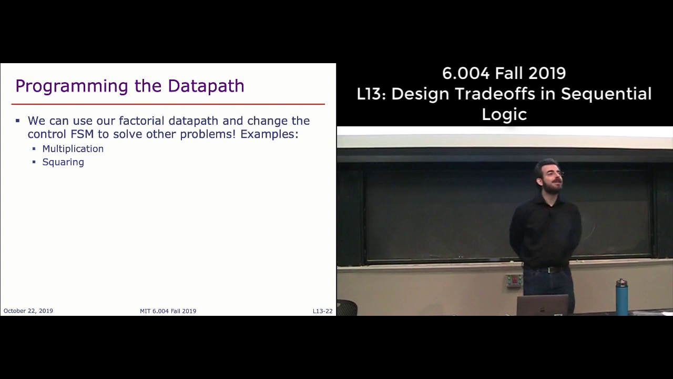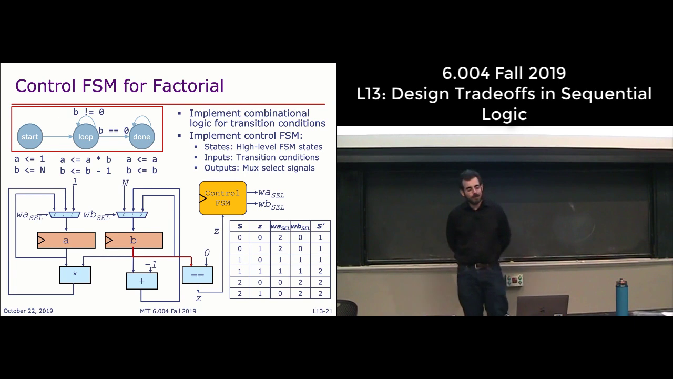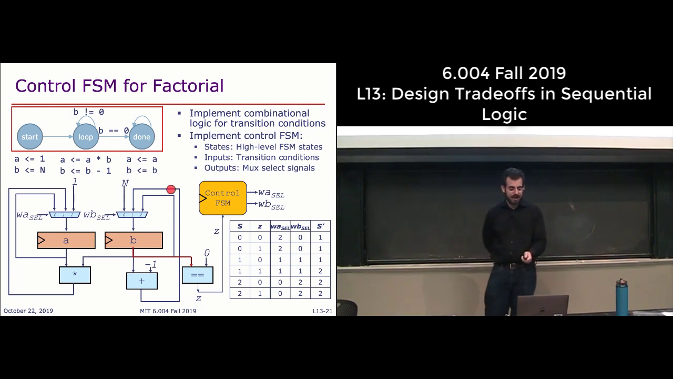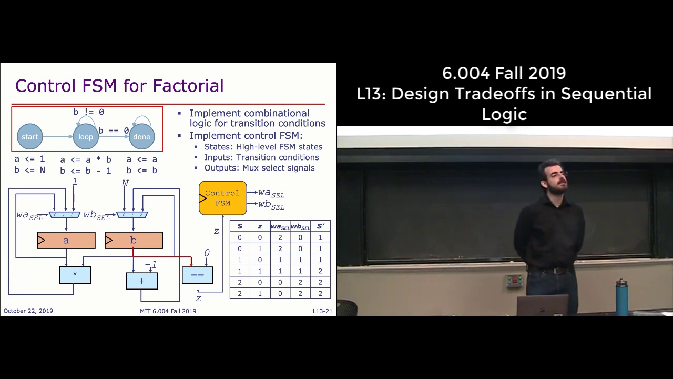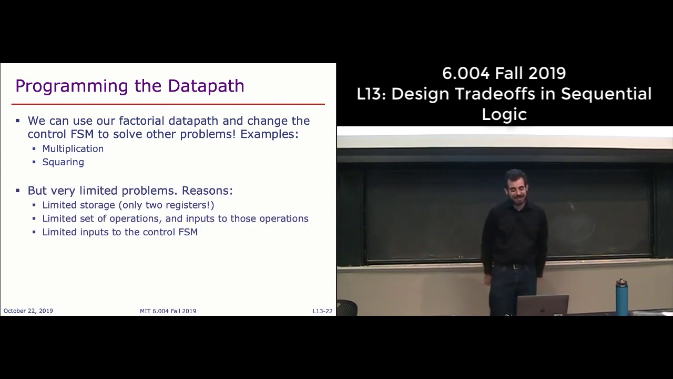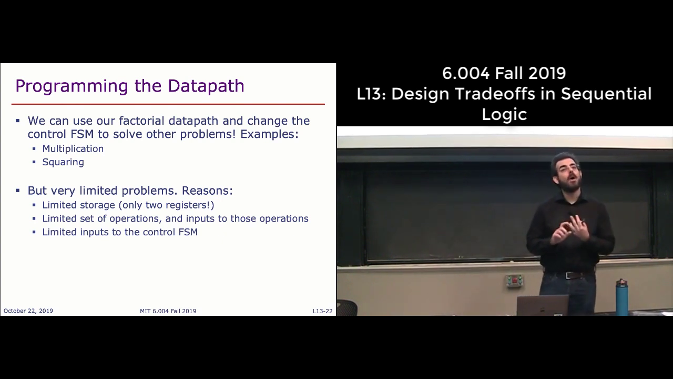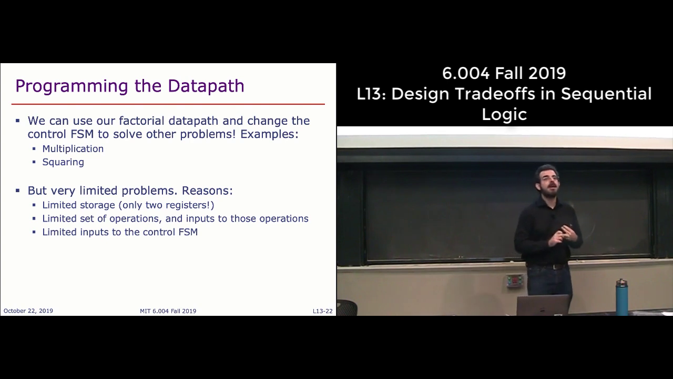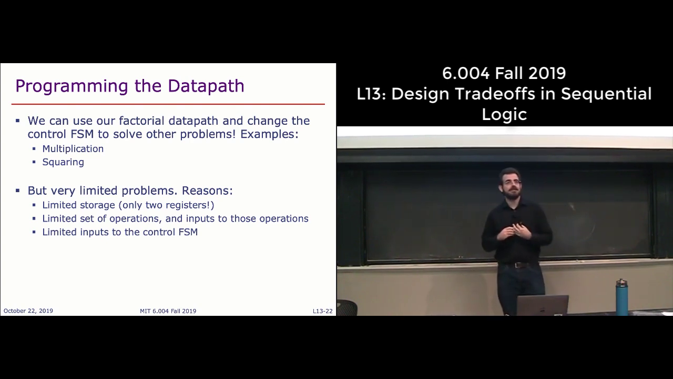Now, the problem is that you have a single data path, and you can do factorial with it. And if you look at this circuit, with this same circuit and a different control FSM, you can do a few more things. You can do multiplication. Obviously, you have a multiplier there. But you can also do things like squaring. But you cannot do many things. And that is because you have only a few registers, only a few operations, and only a few inputs to the control FSM. So what is the key idea that underlies general purpose processors?